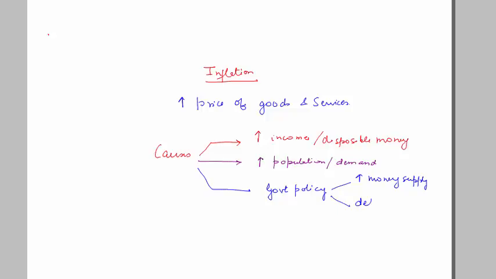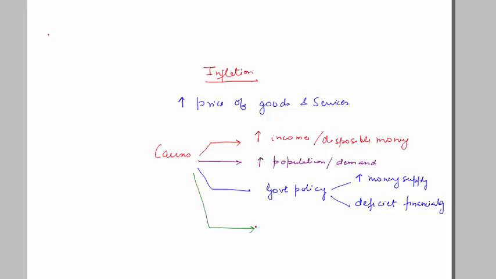Also, there is something called deficit financing, which means that you borrow a lot of money to fulfill your current buying needs. That is called deficit financing. Suppose you need 200 crores for something, so you borrow it even if you cannot afford it. If such a large amount of borrowing happens in the economy, again it will increase the price of goods and services.